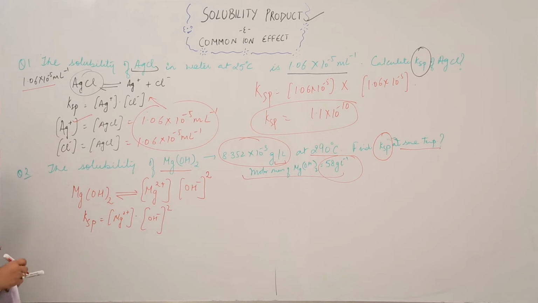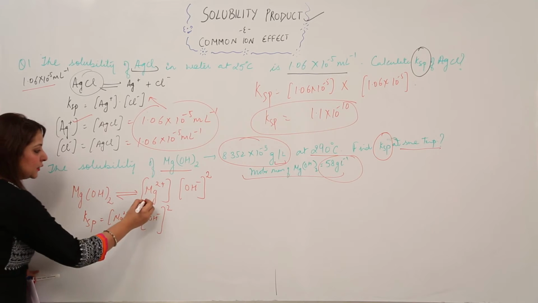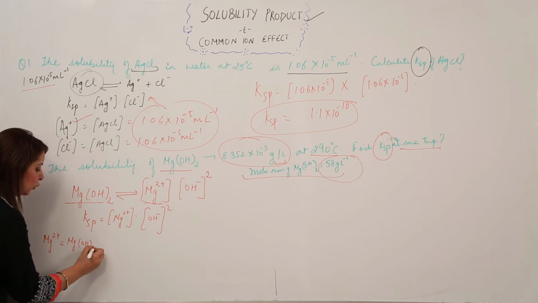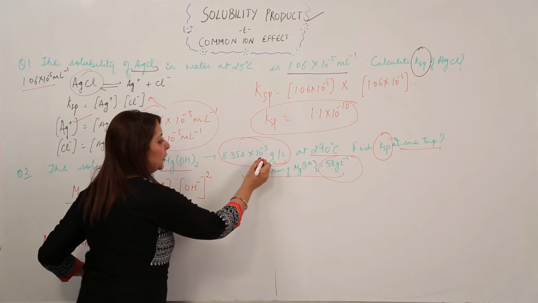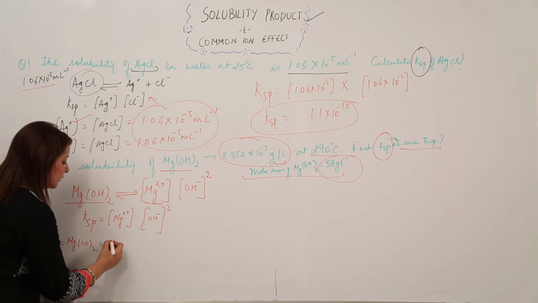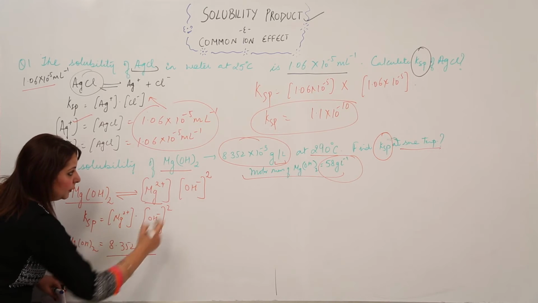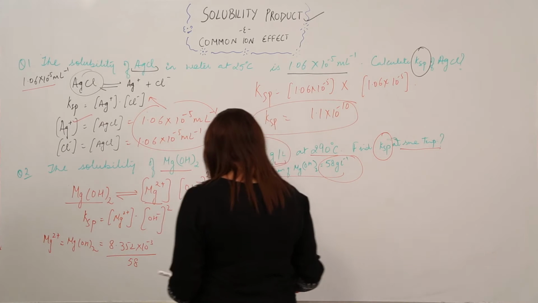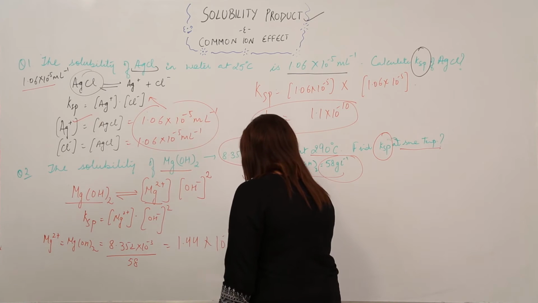right? Now, on what factor does the concentration of Mg2+ depend? As it is 1 mole, and here it is 1 mole of Mg, that means it totally depends upon the Mg(OH)2, which comes out to be 8.352 into 10 to the power minus 3 grams per liter, but we have to take it in moles per liter. So I'm dividing it. The molar mass is 58. So we divide it by this, and what do we get after solving it? We get 1.44 into 10 to the power minus 4 moles per liter.